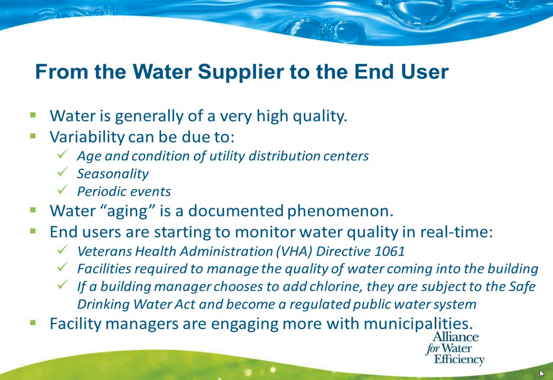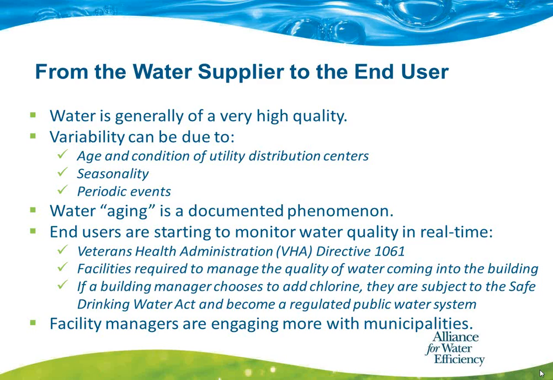Now, among those issues, perhaps one of the most significant is what we now call water aging. That refers, of course, to the retention time of water in the system. This is documented. There's no question about water aging as an important phenomenon. Water aging relates to the distribution of the water from the municipality, but it also refers to the retention of water in the building when the water crosses the meter into the building.